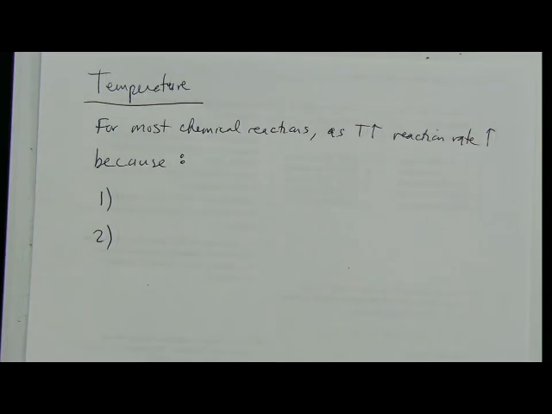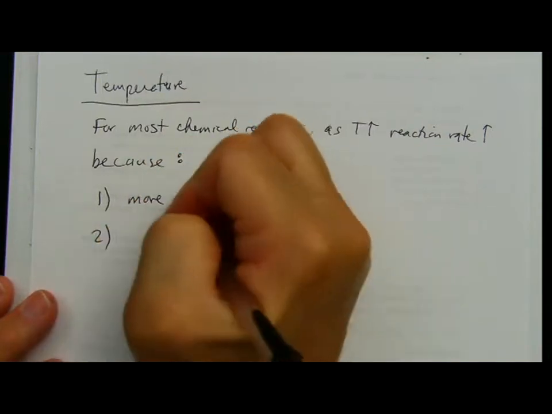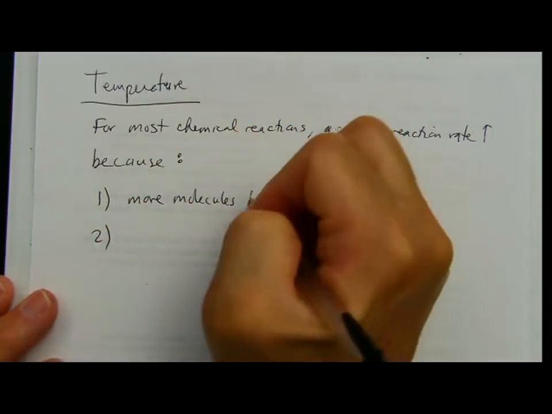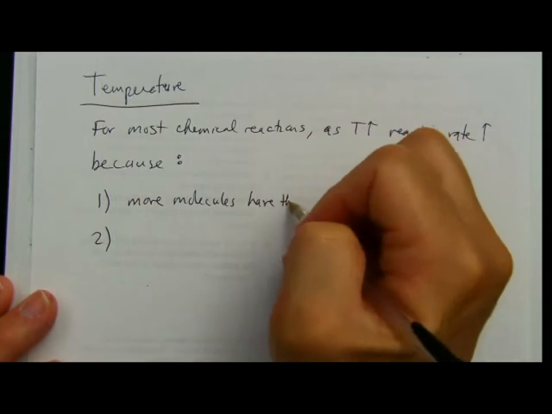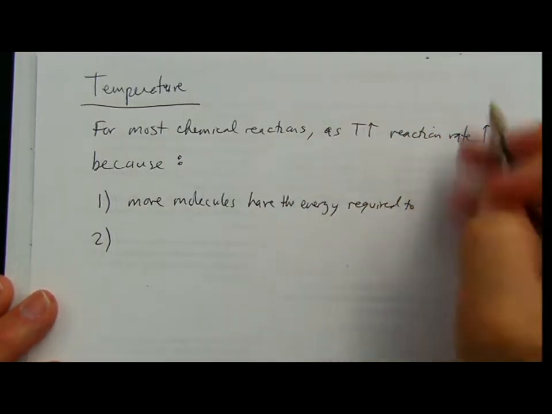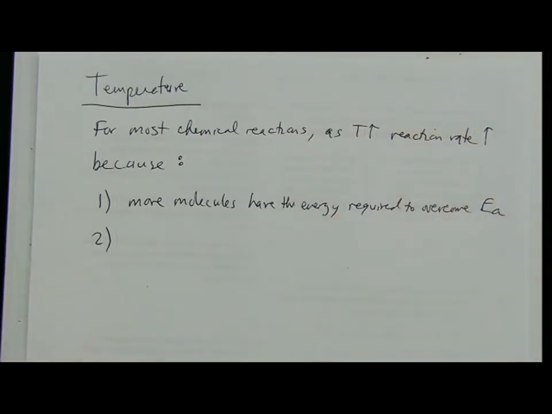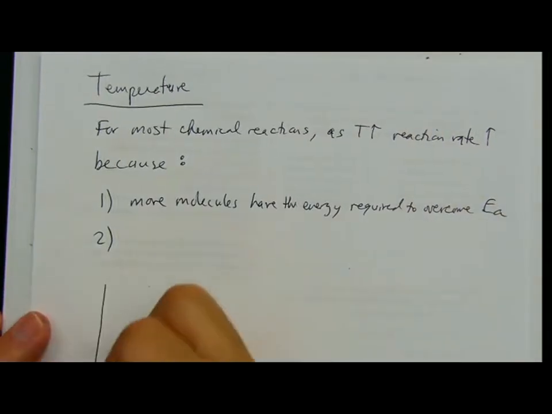As you increase the temperature, more molecules have enough energy to react, to overcome the barrier. More molecules have the energy necessary to overcome the activation energy. Yes, that's one of the reasons, right? Because more molecules have the energy required to overcome the activation energy, E sub A. So we talked about this on Tuesday.